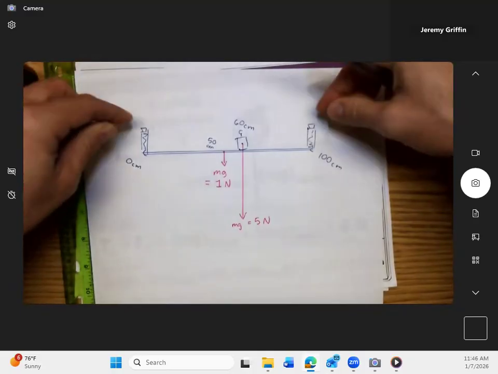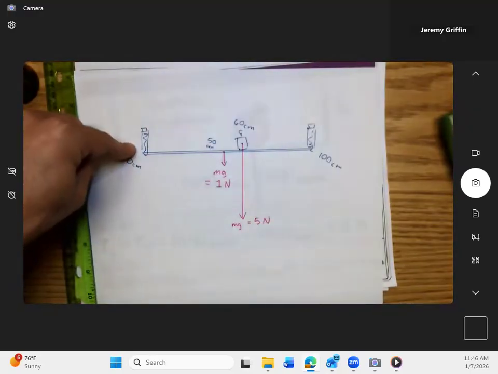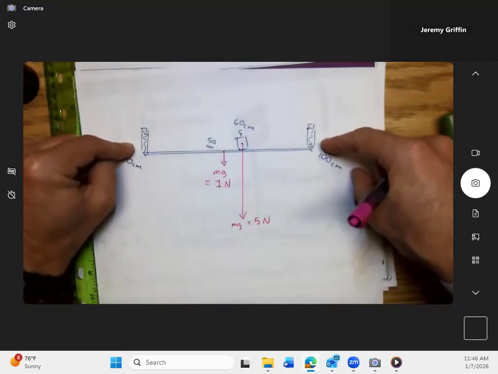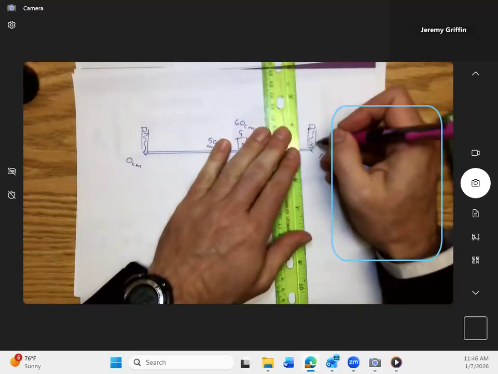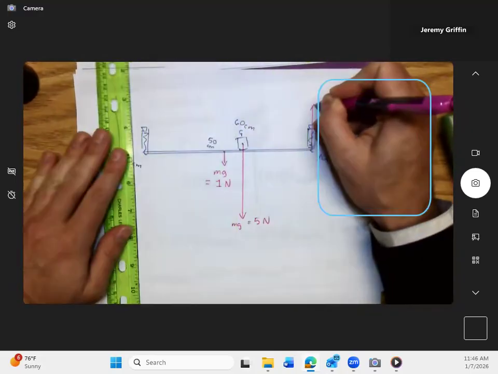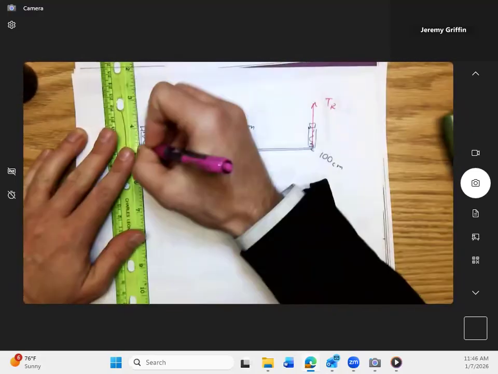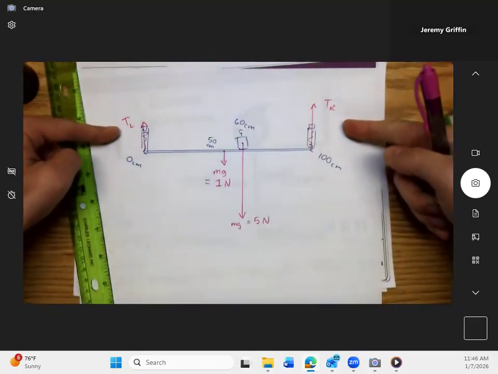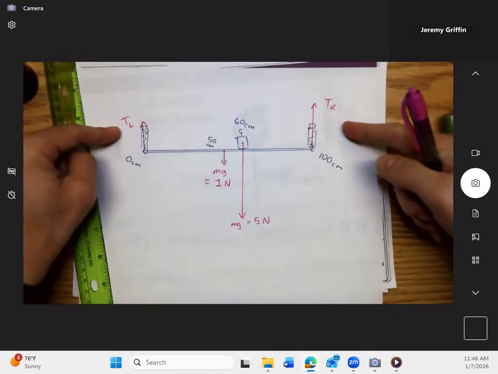Now, I'll call this tension on the left side tension left, and this tension on the right side tension right. Which tension do you think is a little bit bigger, the one on the left or the one on the right? The one on the right. Yeah, so I'll draw this one on the right side a little bit bigger, tension right, than the one on the left, tension left. So I got tension left and tension right.